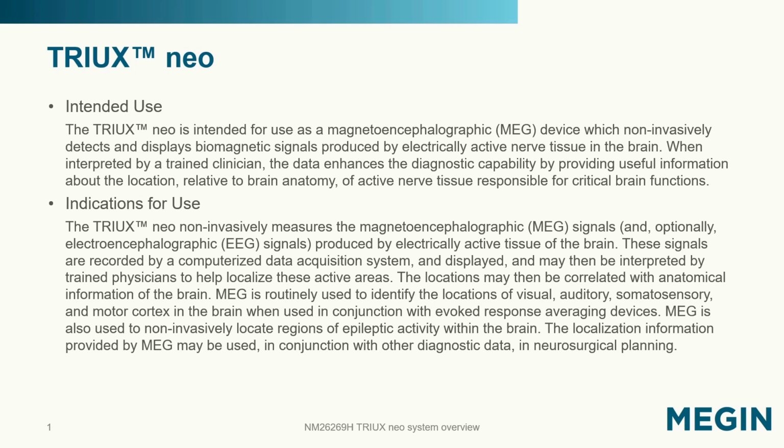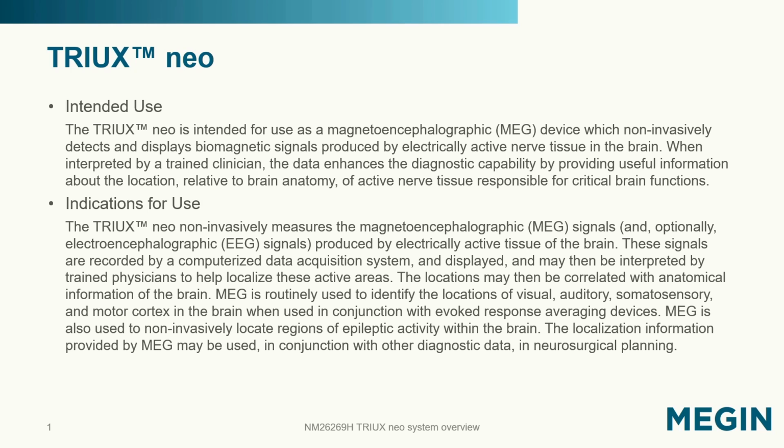Indications for use. The Triax Neo non-invasively measures the magnetoencephalographic MEG signals and, optionally, electroencephalographic EEG signals produced by electrically active tissue of the brain. These signals are recorded by a computerized data acquisition system and displayed, and may then be interpreted by trained physicians to help localize these active areas. The locations may then be correlated with anatomical information of the brain.